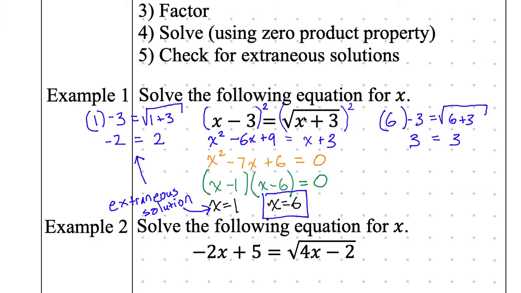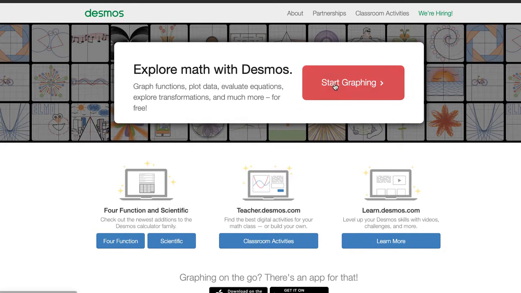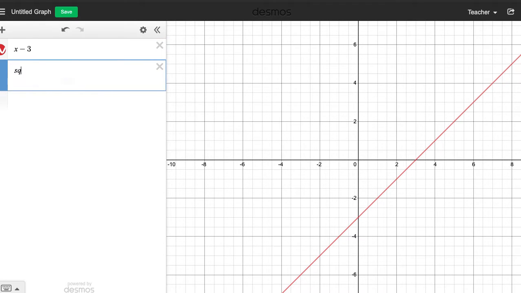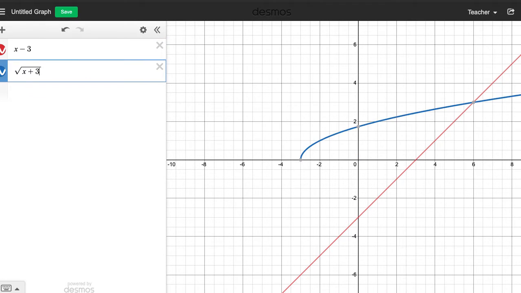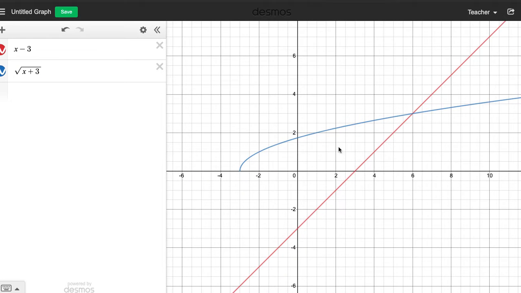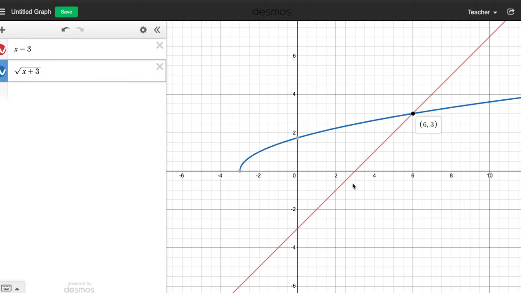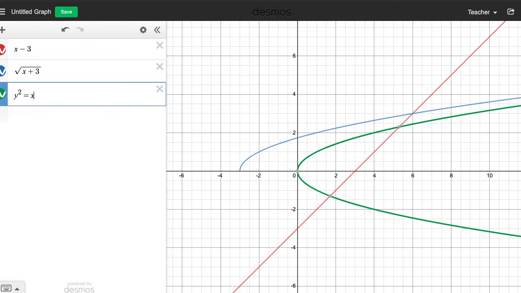So if I go to Desmos, I'm doing x minus 3 and the square root of x plus 3. You might say to yourself, well, Mr. Sindel, there's clearly only one solution, and it was at x equals 6, and that's what we got. How did we get x equals 1 from this thing? And here's the answer. Instead of graphing this thing as square root of x plus 3, I could graph, the technical graph is y squared, because we squared both sides, is equal to x plus 3.